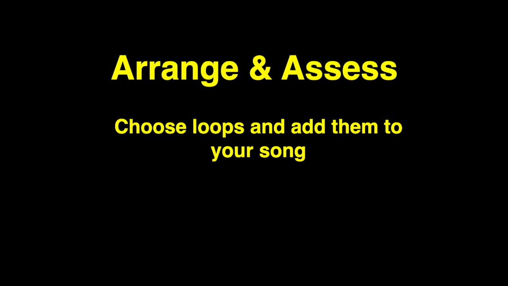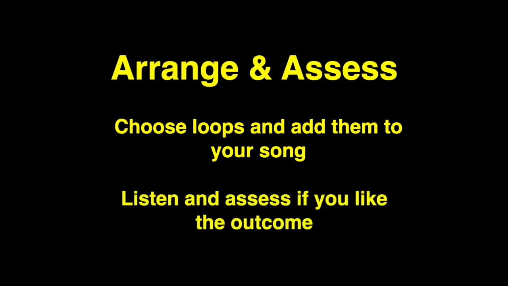Important thoughts for composing. Arrange and assess. This is the main learning outcome for this project. Choose loops and add them to your song, and then go ahead and listen and assess if you like the outcome. If it's exactly what you want, you can add the next loop or go to the next section. But if the loop does not fit perfectly, or something seems to be missing from your song, think about it and try a new loop until you are happy with the results.